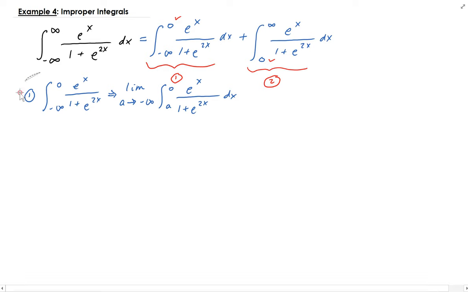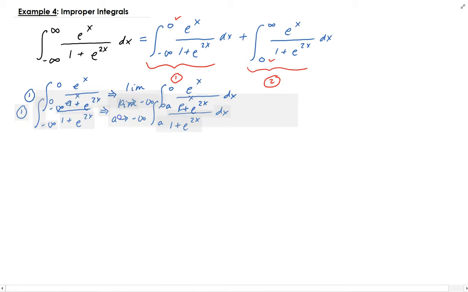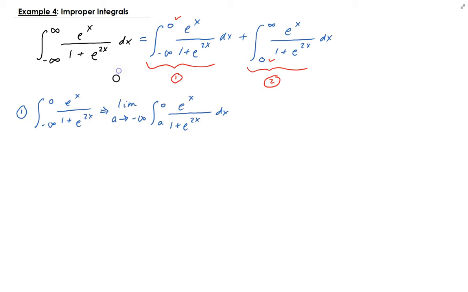See if I can move this downward a little bit, make some more room. Now we need to evaluate this integral and then evaluate the limit of that result. Actually, this integral has the form of du over a squared plus u squared. So let's do that over here.